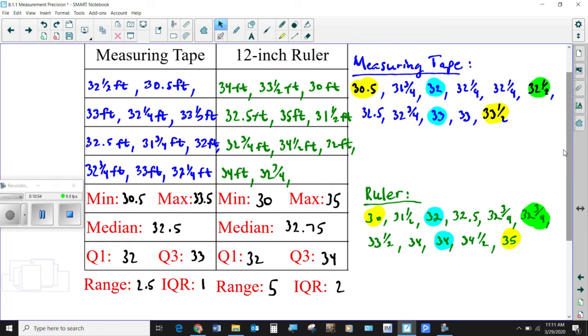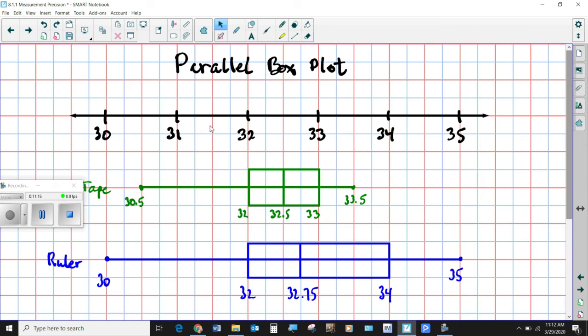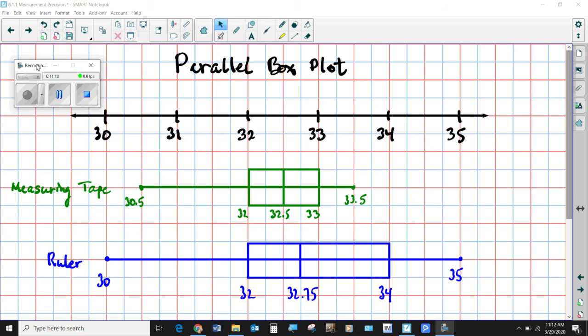So just by looking at these numbers here, can you tell which one is more precise? Which one seems to be closer together? I think you could probably tell just by looking at the numbers here, but let's see what it looks like when we put this data into a box plot. Here's our 2 box plots, one for the measuring tape in green, one for the ruler in blue. And it looks like you've got your minimum, your maximum, and your interquartile range here.